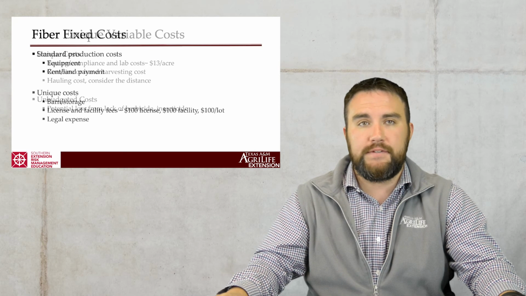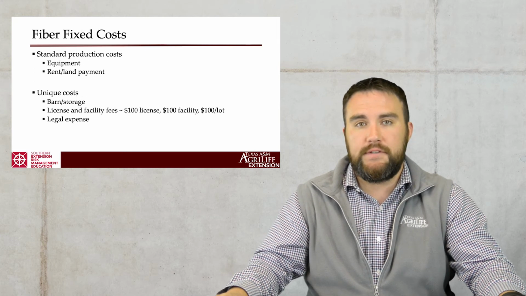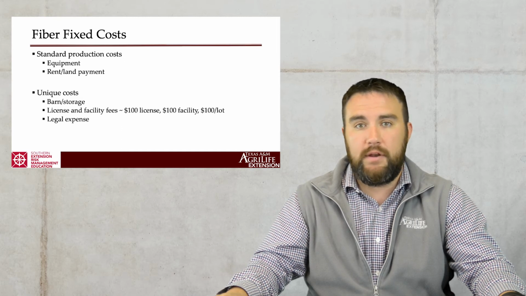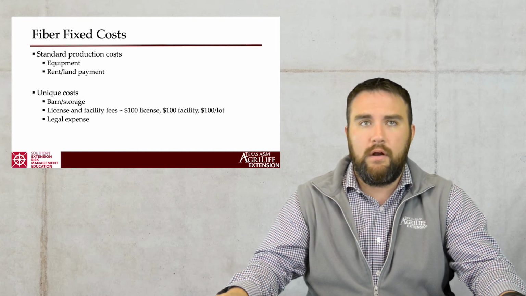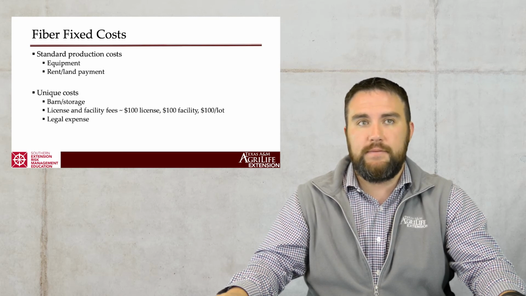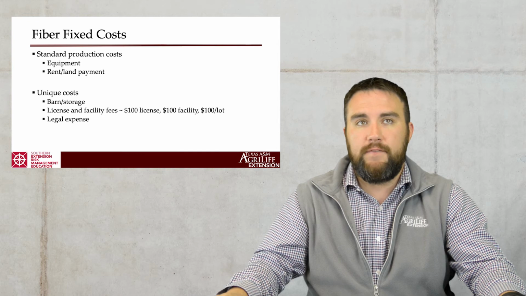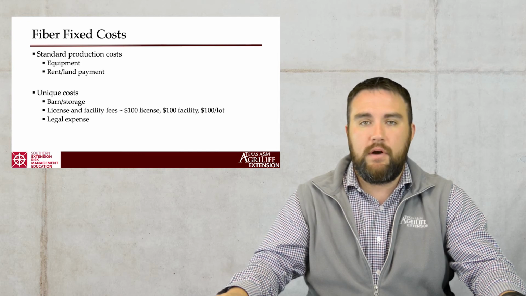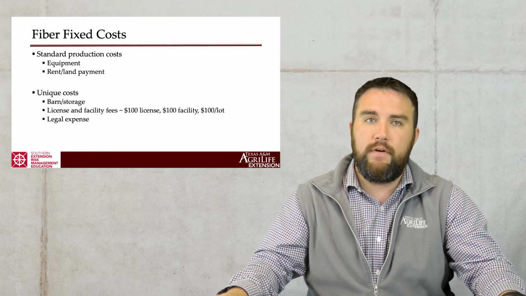Finally, let's look at fiber fixed costs. Standard production costs that we consider for most of our fixed costs, again for commodities like hemp or corn or cotton, are equipment or the payments that you make for rental or land costs. Finally, some unique fixed costs to the hemp fiber model are those for a barn or storage if you do have to store on farm.